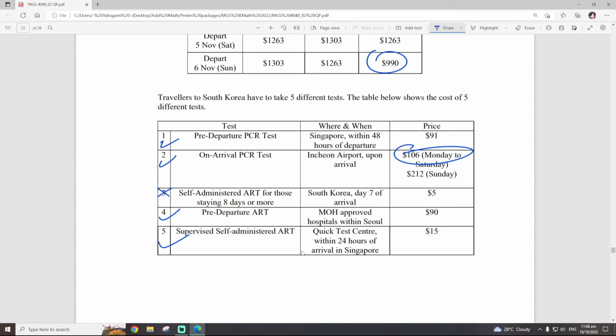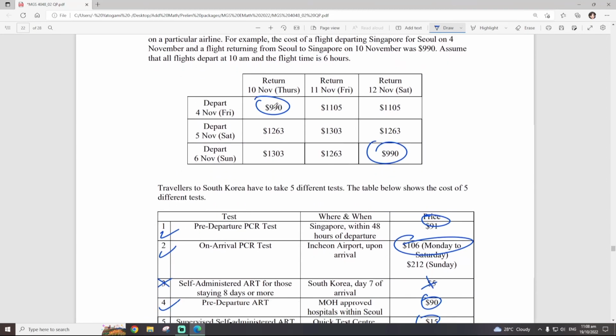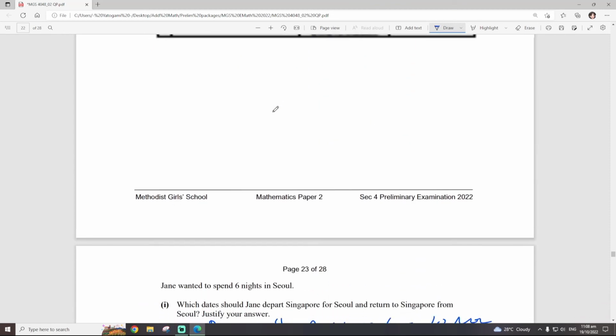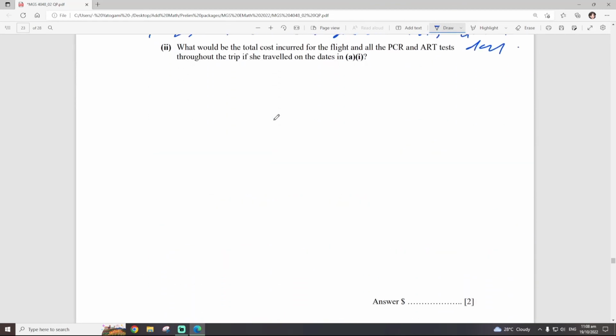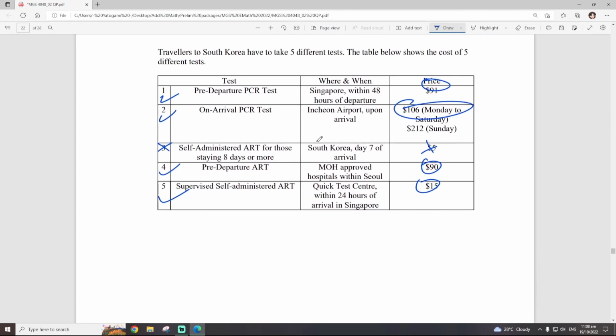So you will need 91 plus 106 plus 90 plus 15. Okay. So take this one, this one, this one. And you need to pay for the flight also. So that will be $990, plus all of the fees, which is 91, 106, 90, and 15.